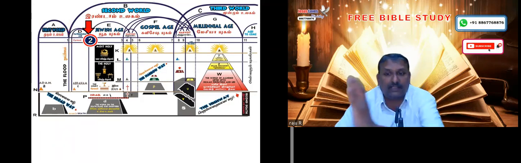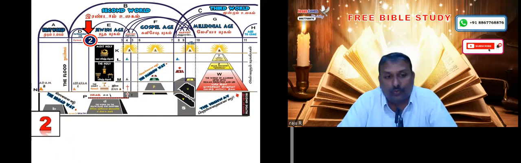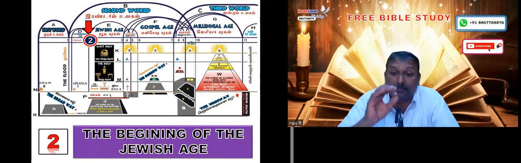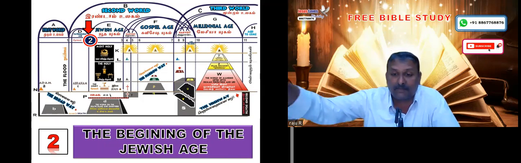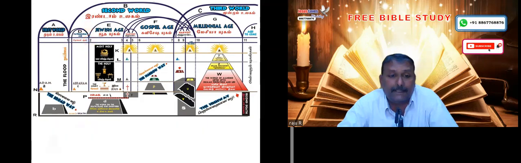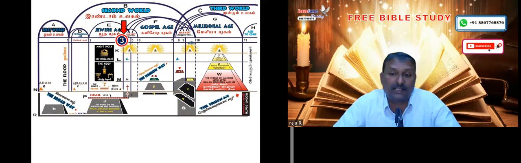As we come further in the chart, we can see point number 2. What is this point number 2? That again represents the beginning of the Jewish age. When did the Jewish age begin? It was at the death of Jacob when he blessed his 12 sons, when the nation of Israel came into existence. We have a study on this period also, God willing, we'll see in the future. It is a period of 1845 years where Jewish people were specially favored in the sight of God.